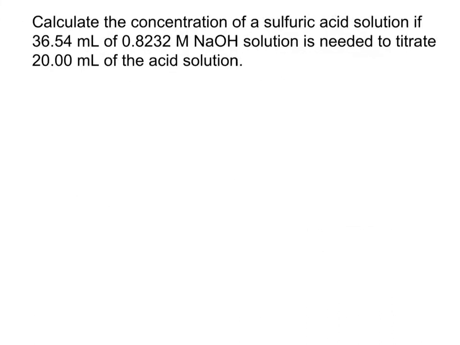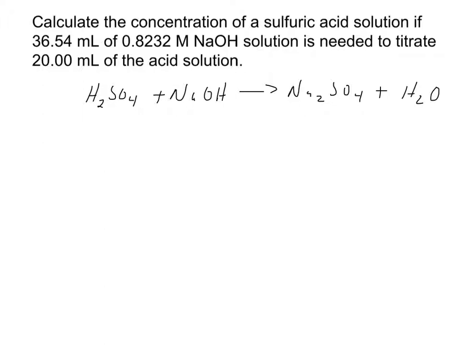In this problem, we're going to use sulfuric acid and sodium hydroxide. So the question is, we want to calculate the concentration of a sulfuric acid solution if 36.54 milliliters of 0.8232 molar sodium hydroxide solution is needed to titrate 20 milliliters of the acid solution. Now, when I have sulfuric acid, H2SO4, and NaOH, that's going to yield Na2SO4 and water.